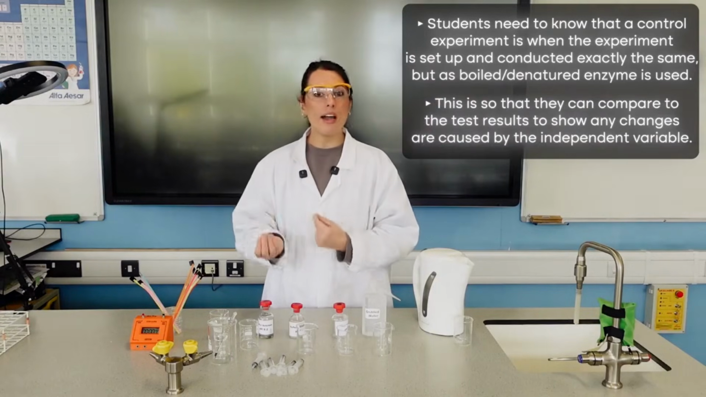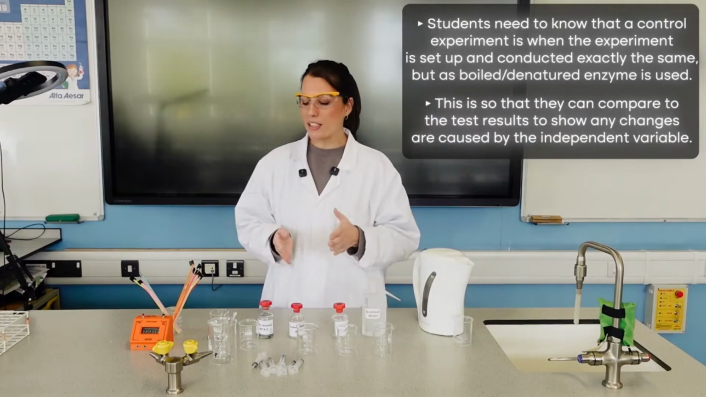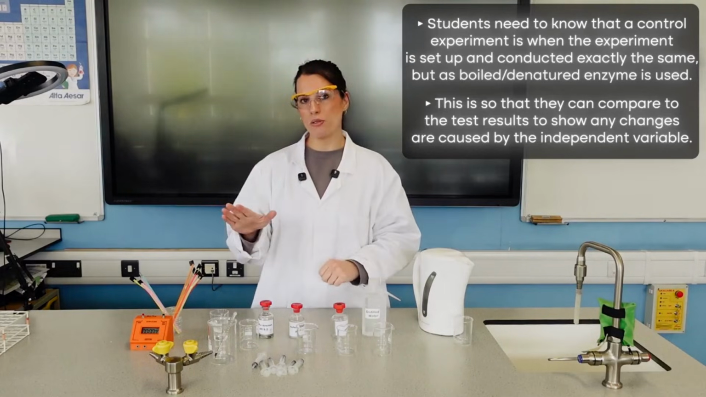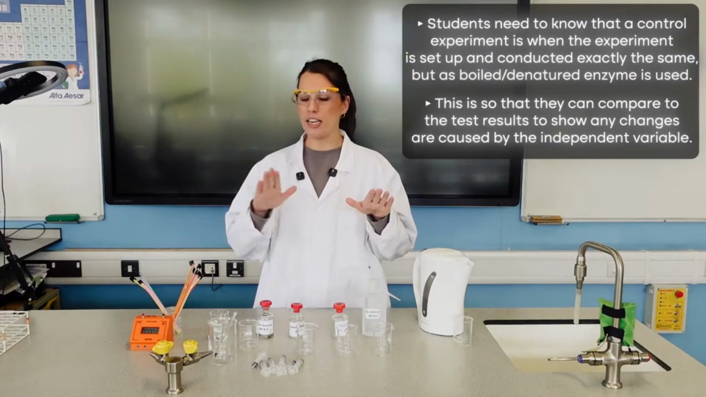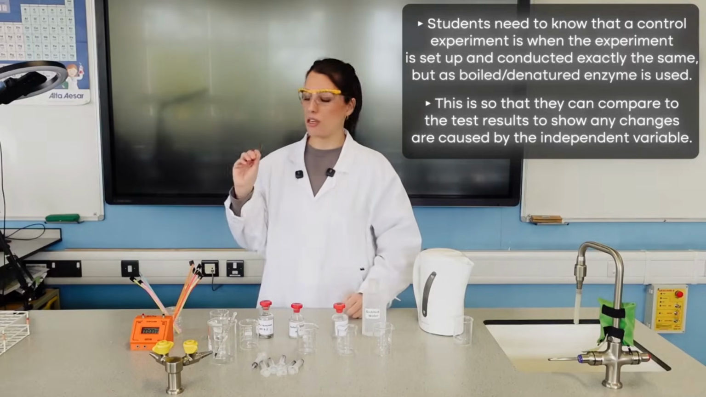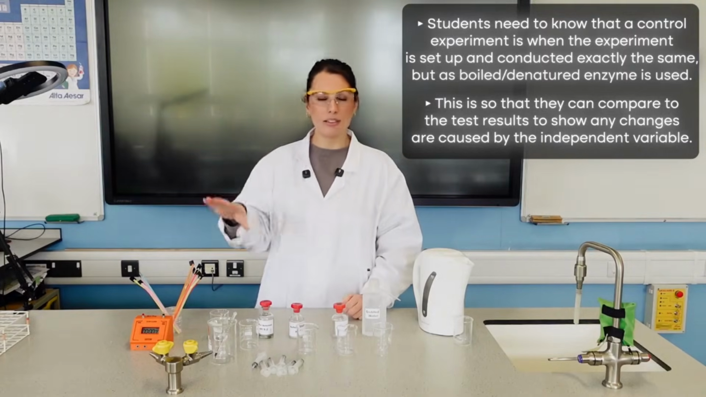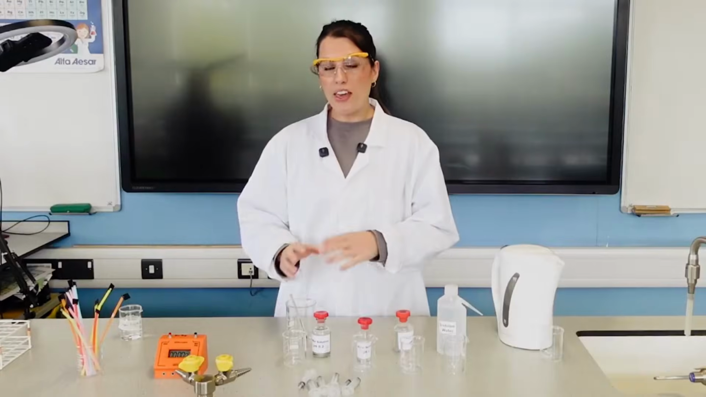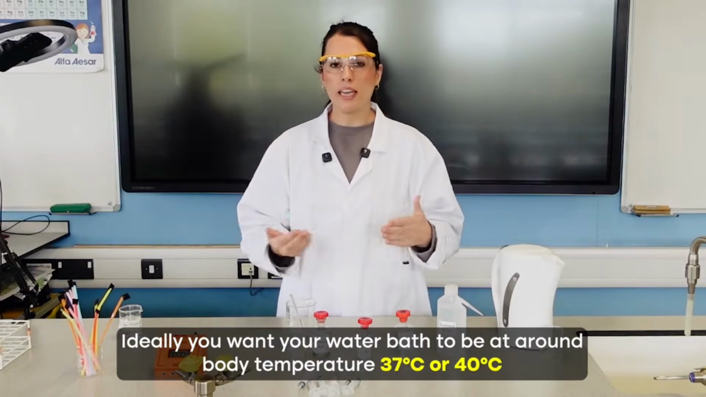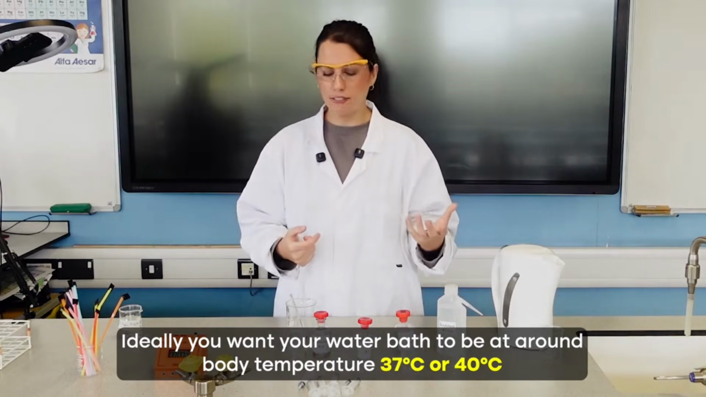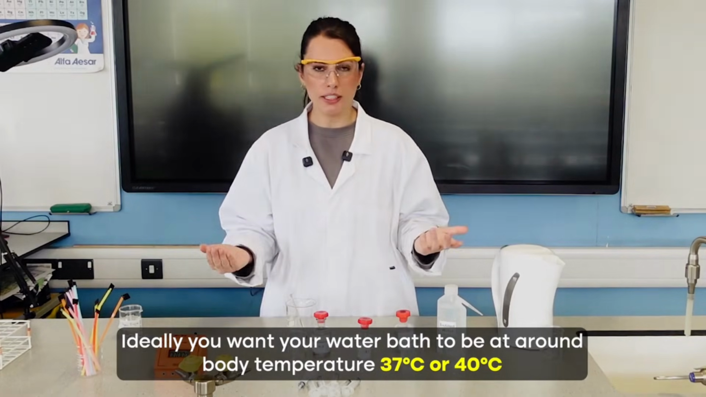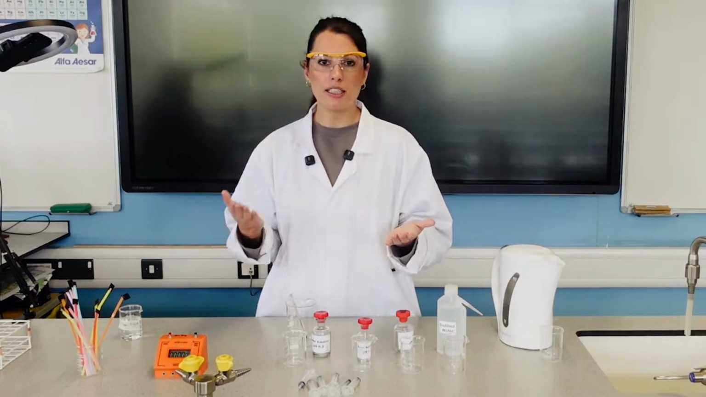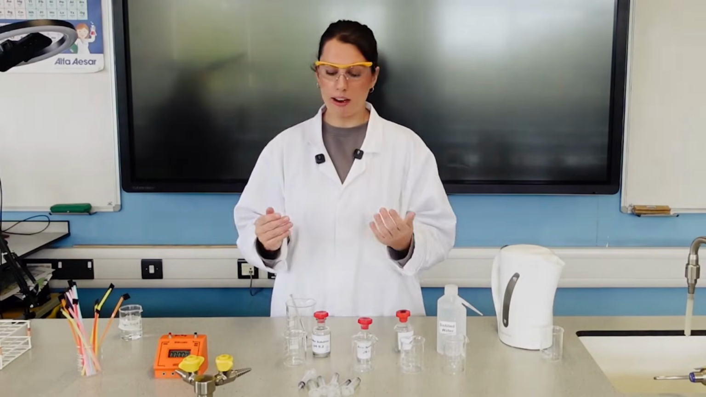They might be asked why they have to use a control experiment, and that is so that they can compare the control experiment results to the test results. And that helps to prove that any changes that we see happen are due to the enzyme and not anything else in the investigation. So I'm now going to create my water bath, and ideally you want your water bath to be at around body temperature, so 37 degrees C, or you might say 40 degrees C, because this enzyme trypsin is naturally occurring within the body, so you would think that the optimum would be around body temperature.